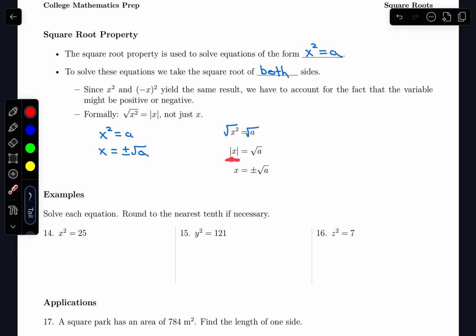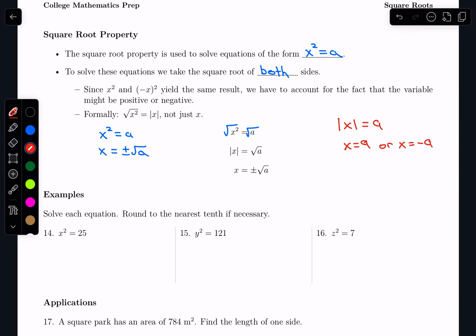Because if the absolute value of x equals a number, that means that x could either be positive or negative of that number. Okay, so for instance, if we had that the absolute value of x is equal to 9, that would mean that x could equal 9 or x could equal negative 9. Because both of those, when we do the absolute value, give us positive 9.